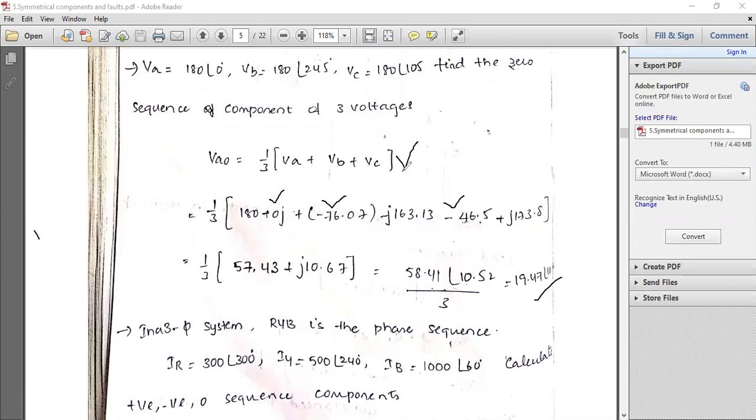Next, please note down another one. In a three-phase system, RYB is the phase sequence, then IR is equal to 300 at an angle of 300 degrees. IY is equal to... these are very simple problems, so that's why I am not explaining these problems on the whiteboard, right?